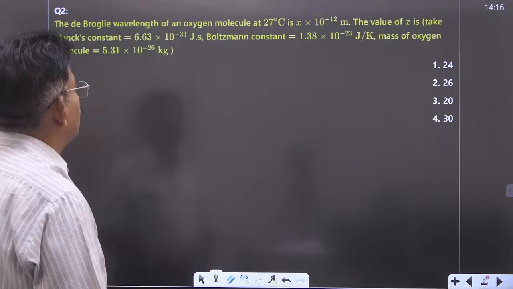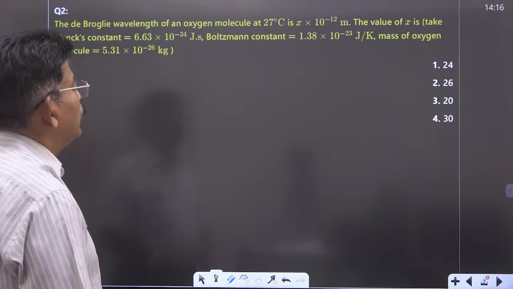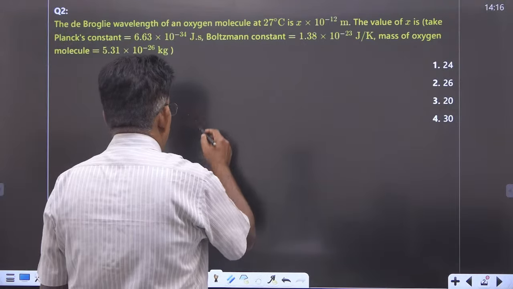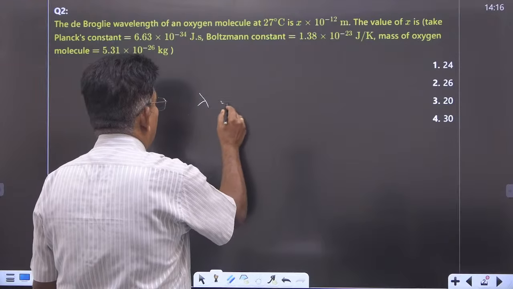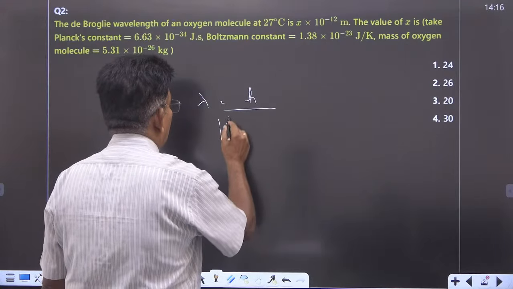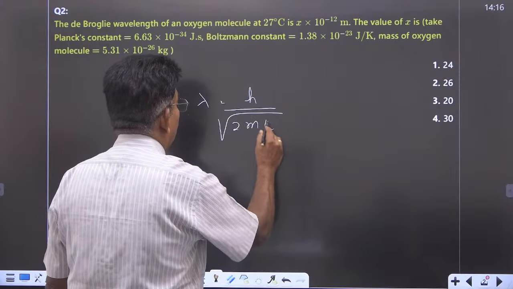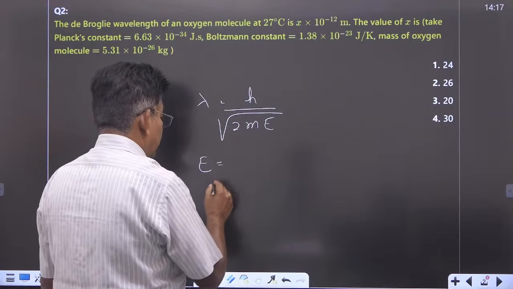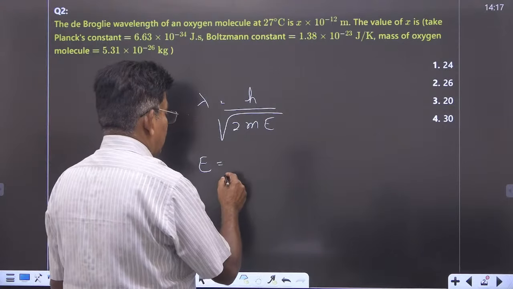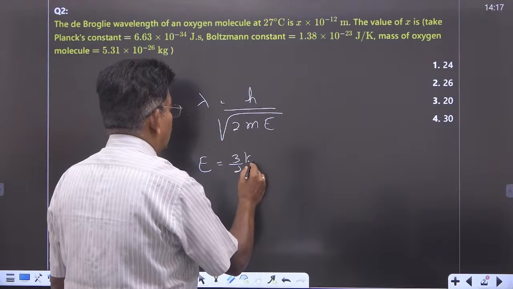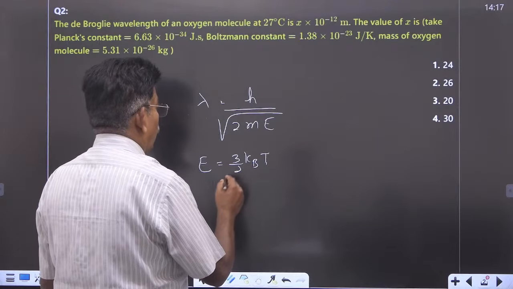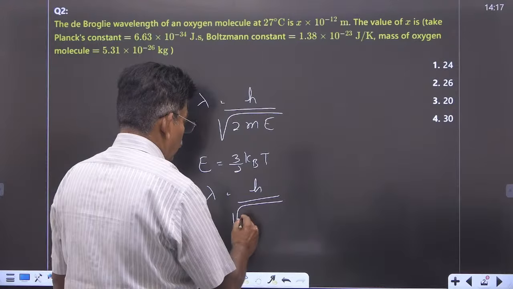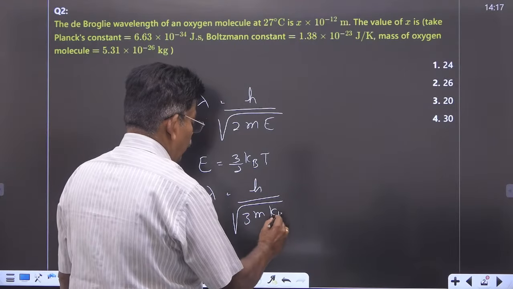De Broglie wavelength of oxygen molecule at 27 degrees. Oxygen molecule we have to consider as a particle. For a particle, the de Broglie wavelength is given by h by root of 2mE. This is the expression for de Broglie wavelength. For a particle at a temperature T, its internal energy, which is kinetic energy, is 3 by 2 kBT. Therefore, your lambda comes to be h divided by root of 3m kBT, the 2 getting cancelled.